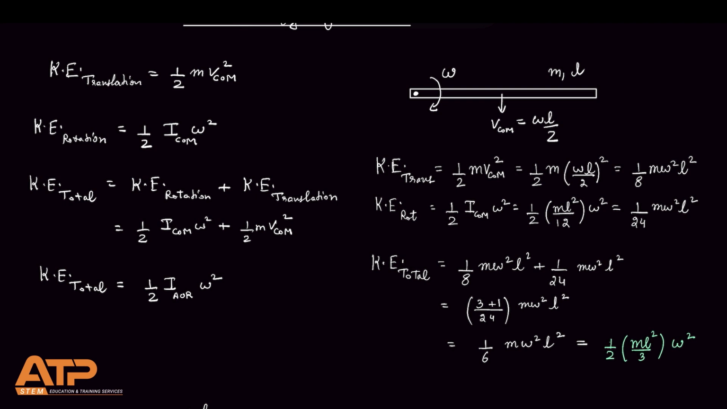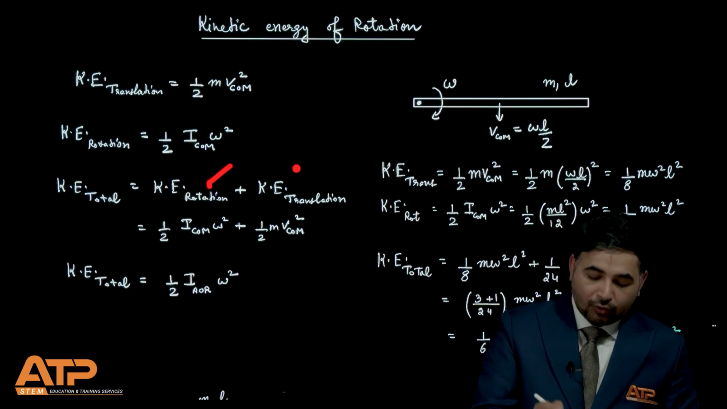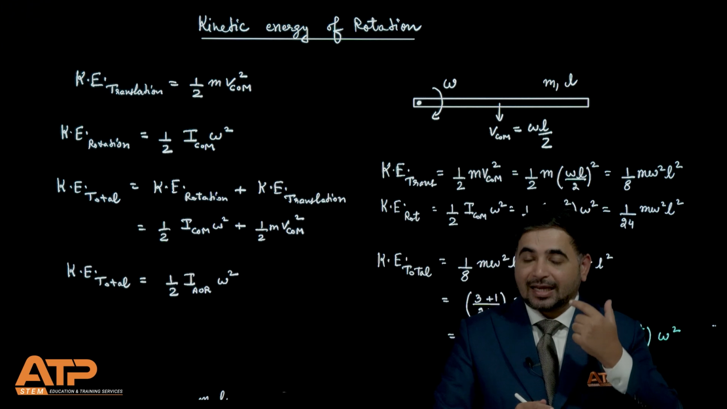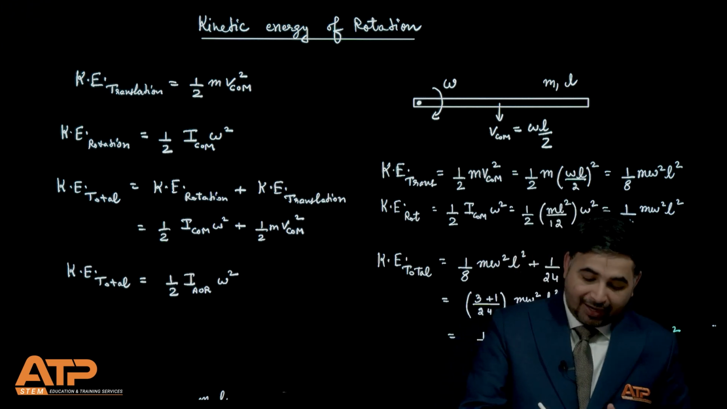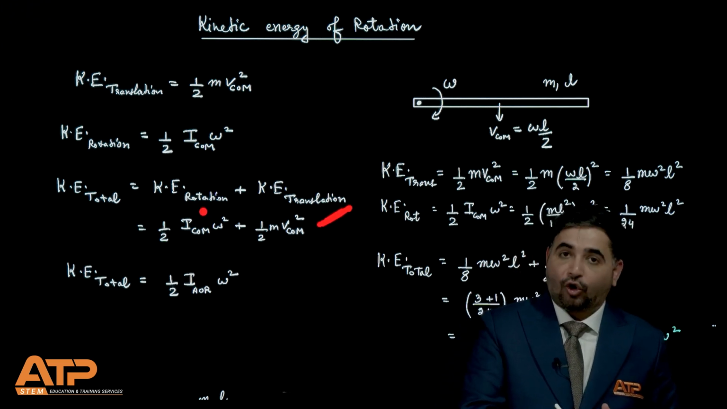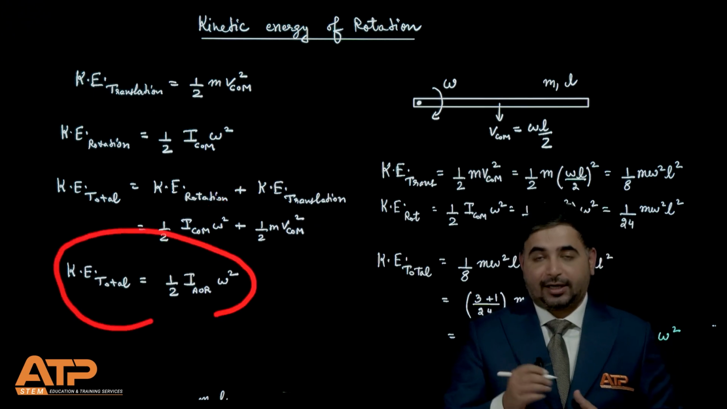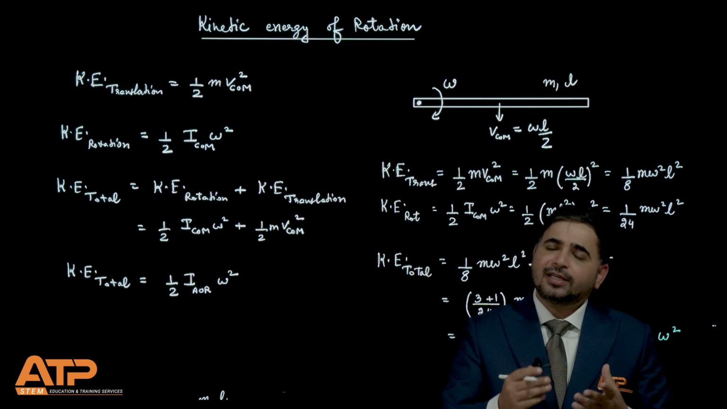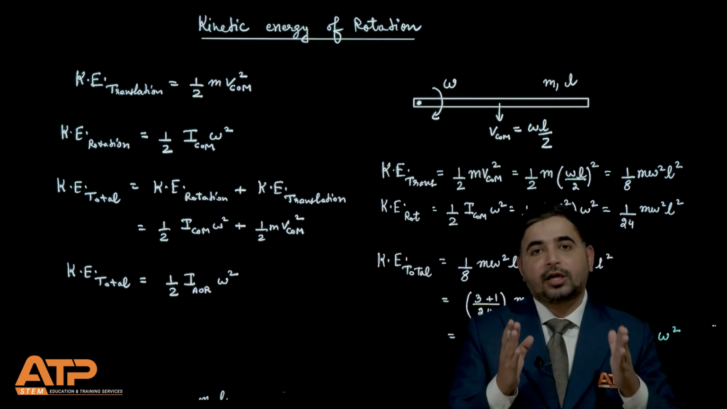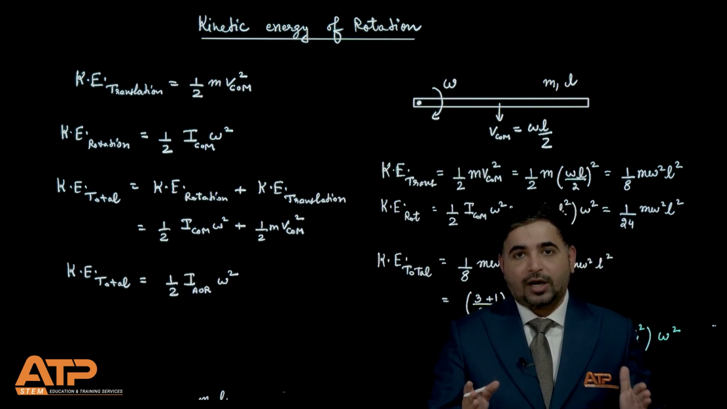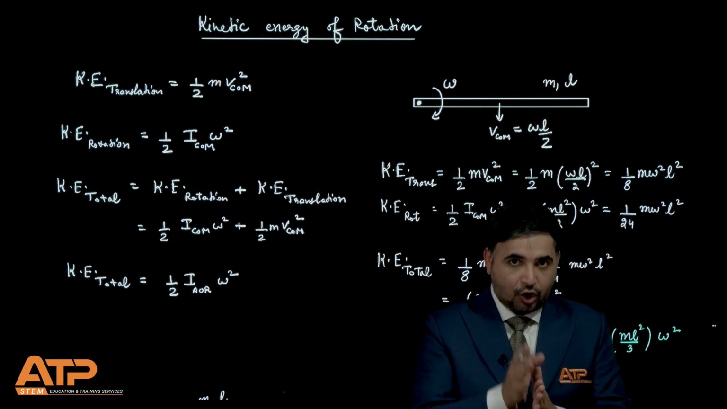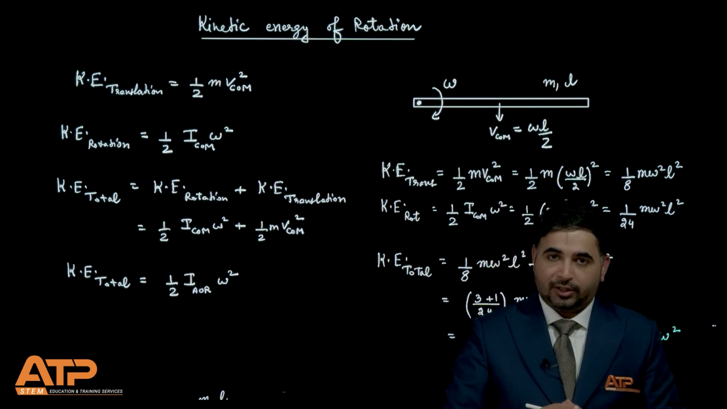This is simply half I about axis of rotation omega square. It's the same answer, right? So why do you need to know this? Because in the exam they can ask you separately to find kinetic energy of translation or rotation. If it is total, then use this formula directly. Okay? If nothing is mentioned, then what to do? Total is the default. Whenever kinetic energy is being asked, total is always going to be the default.